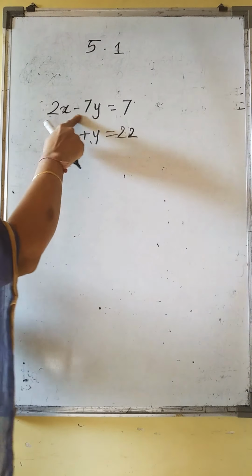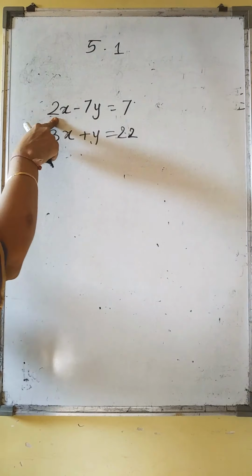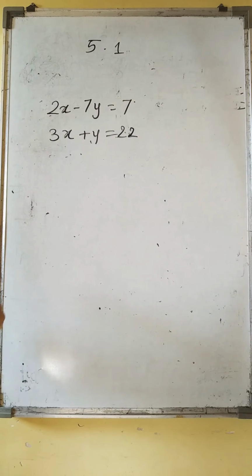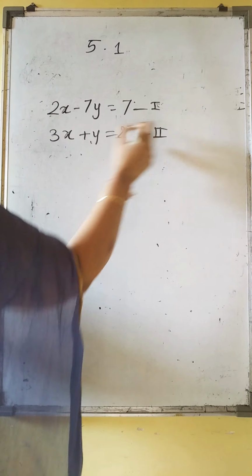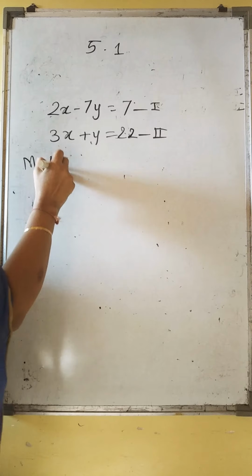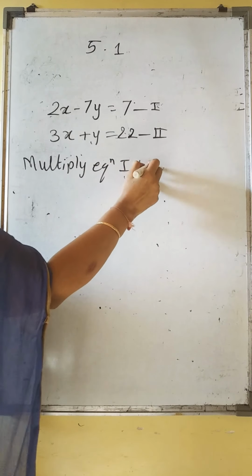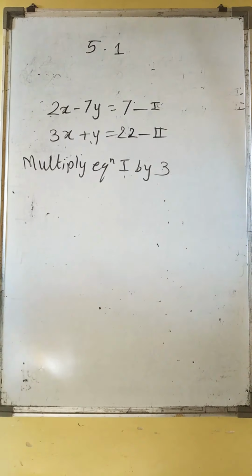Now here we have 2 and here we have 3 children. So what is the LCM of 2 and 3? LCM of 2 and 3 is 6. So somehow you make this variable as 6 and somehow you make this variable also as 6. Okay. So say this is your equation number 1 and this is equation number 2. So what you will do? Multiply equation 1 by 3. 2 है ना? 2 से 3 से multiply करोगे तो you are going to get 6.